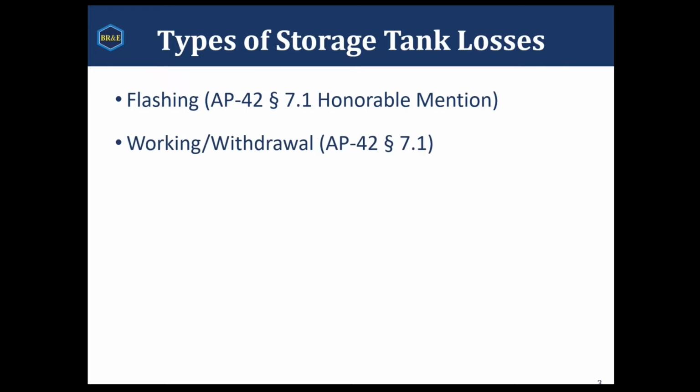We also have working and withdrawal losses. Working losses are for fixed roof tanks. That's when you have vapors pushed out of the tank as liquid fills that storage vessel. So essentially in a fixed roof tank, you have some amount of vapor space that sits above the liquid in that tank. And as you fill that tank with more liquid, some of that vapor is pushed out. That's what we call working losses. That comes from AP42 Chapter 7.1.